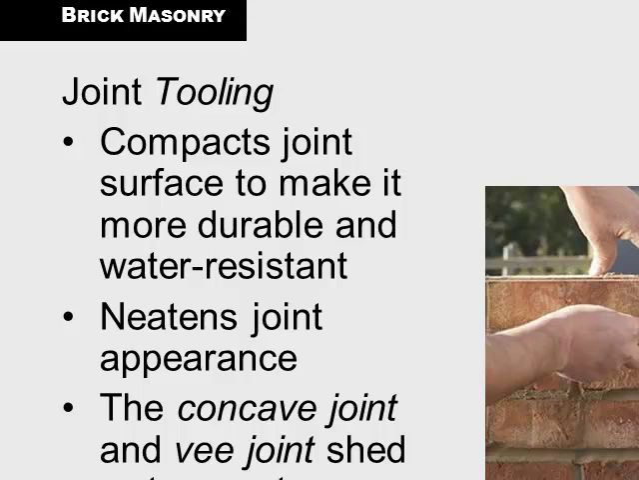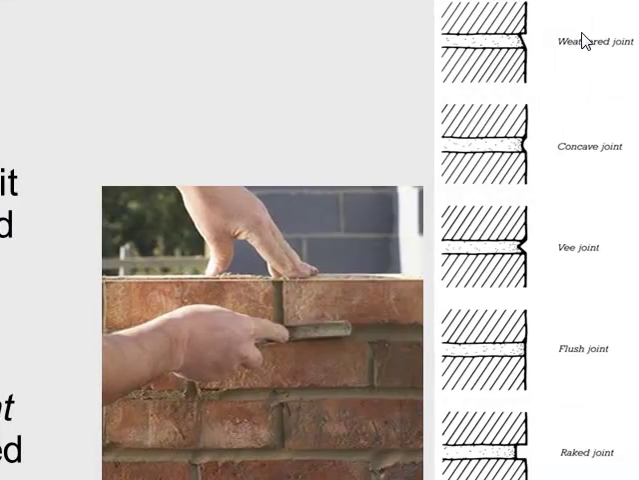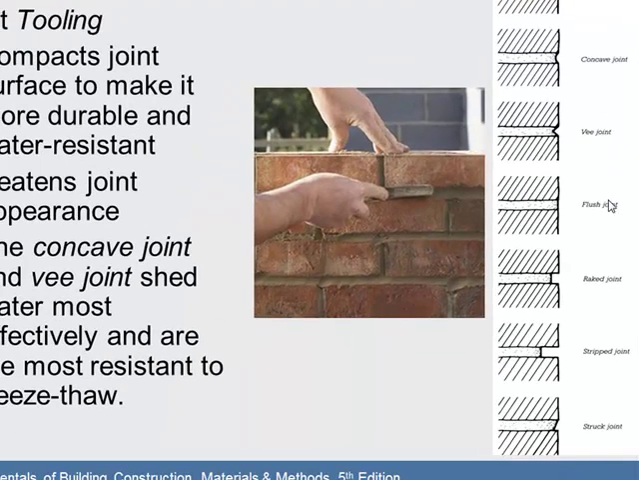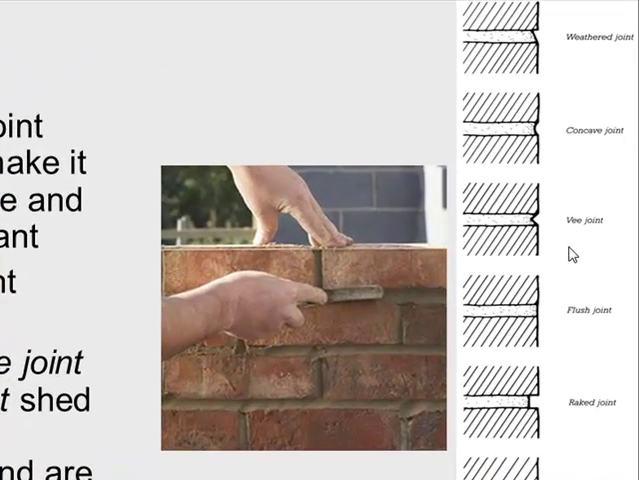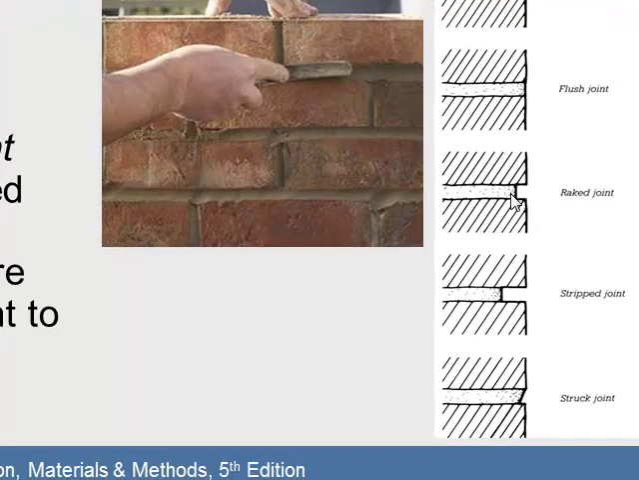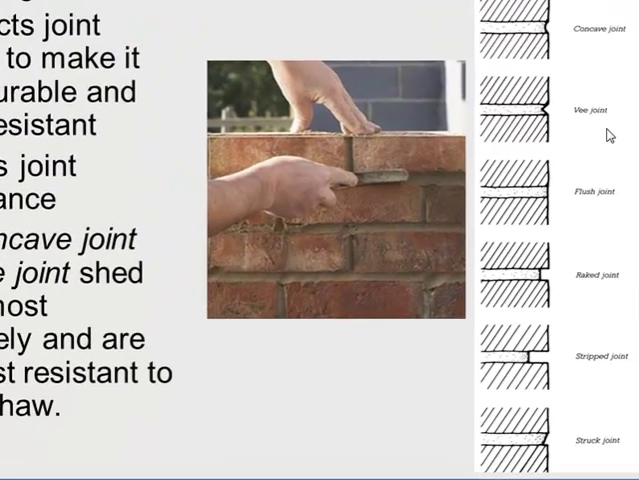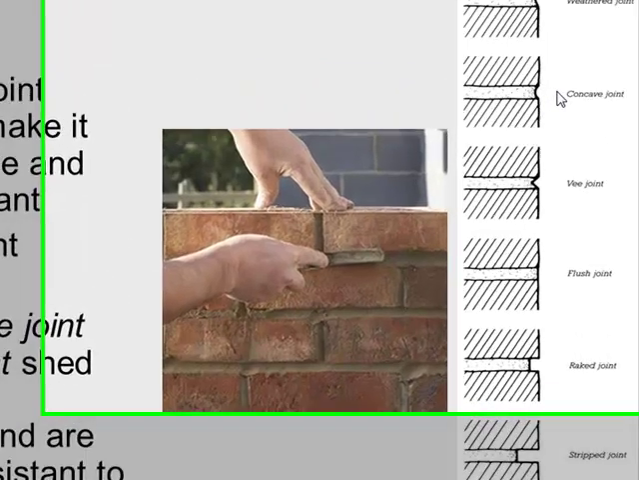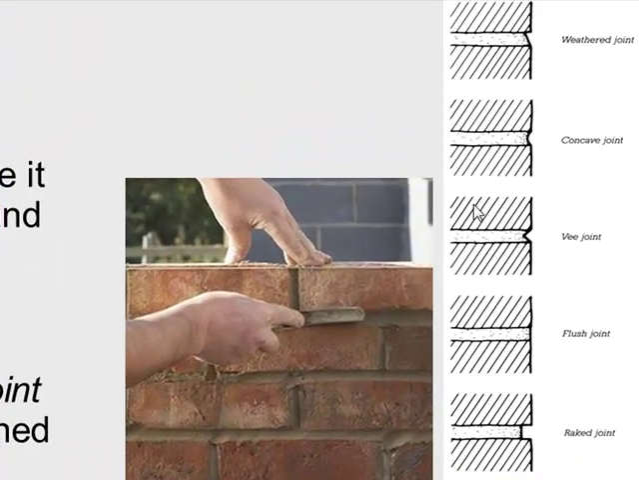Tooling the joints is very important, and that also affects the look and the wear and tear on the building. So you need to understand all of these different joints. Weathered joint, concave joint, V-joint, flush joint, raked joint, strip joint, and struck joint. Some of these work a lot better in weather than others. The concave joint and the V-joint shed the most water and are most resistant to freeze thaw. And that's because the water comes out, obviously. This one can trap some water in there, and especially that one and that one. So if you're on the outside of a building, you probably always want to use the concave or the V-joint.